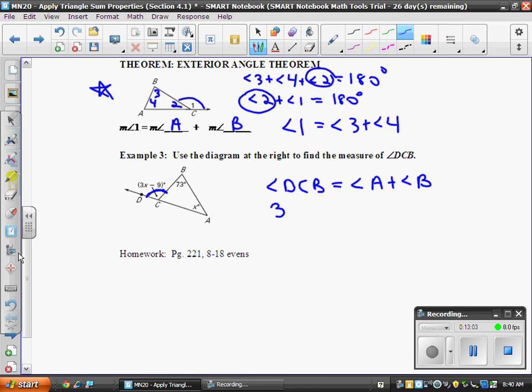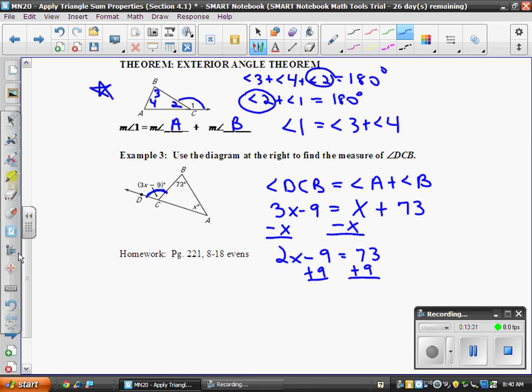DCB can be represented by 3x minus 9. The measure of angle A can be represented by x, and the measure of angle B can be represented by 73. Very much like what we did a lot of in Unit 2, once we have an equation set up to represent our situation, we solve it. So we subtract x. We have 2x minus 9 equals 73. We add 9 to both sides. We have 2x equals 82. Then we divide by 2. We have x equals 41.